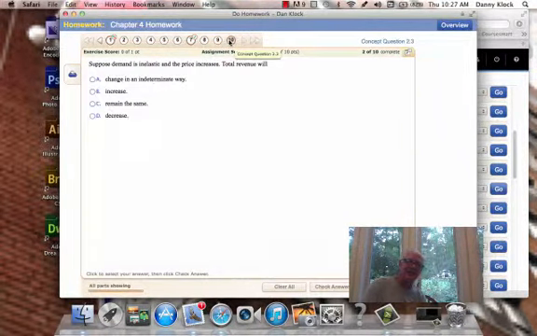It's not that hard. Suppose demand is inelastic and the price increases. Again, total revenue. This again, page, what did I just say? 88. Fine.